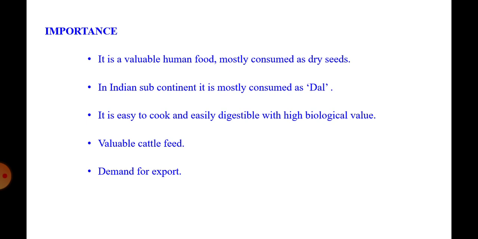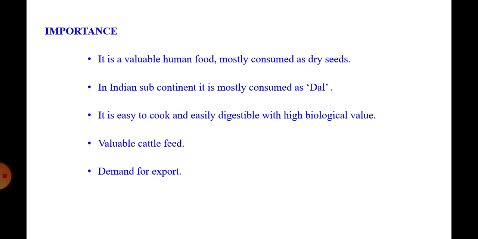It is a valuable human food and mostly consumed as dry seeds, whole, decorticated or as a split. In the Indian subcontinent, it is mostly consumed as dal by removal of the outer skin and separation of cotyledons, snacks and soup preparation, etc. It is easy to cook and easily digestible with a high biological value, hence also recommended to patients. Dry leaves, stems, empty and broken pods are used as a valuable cattle feed.